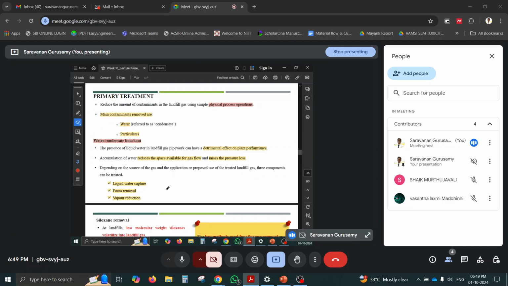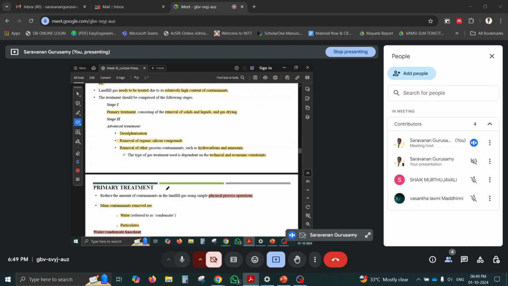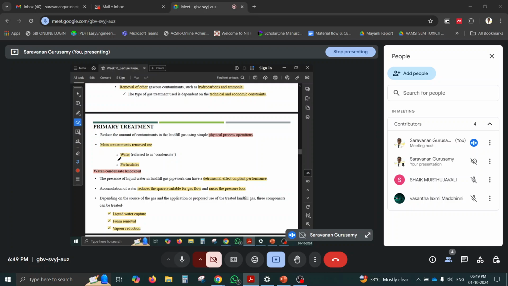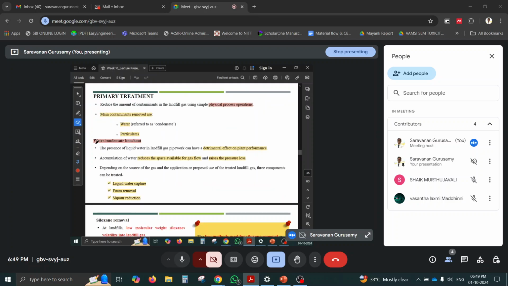In the primary treatment, first we remove solid particles, moisture, and do gas drying. For that we first use a water condensate knockout. Because the presence of liquid water, that is moisture, in the landfill gas pipework will have a detrimental effect on plant performance. Accumulation of this water reduces the space available for gas flow and raises the pressure loss.